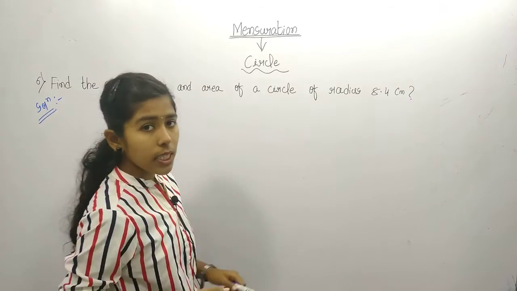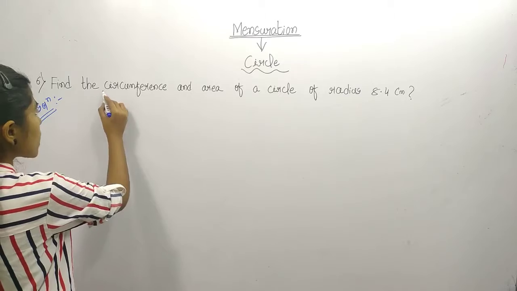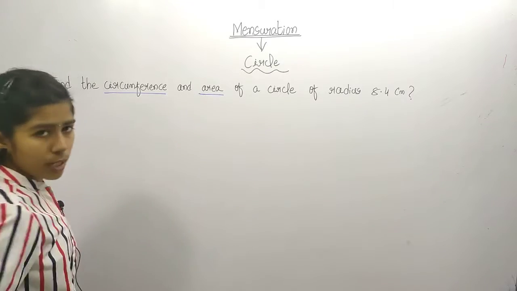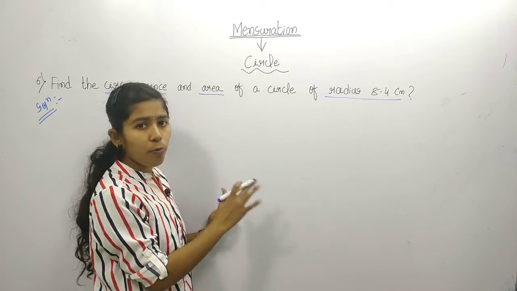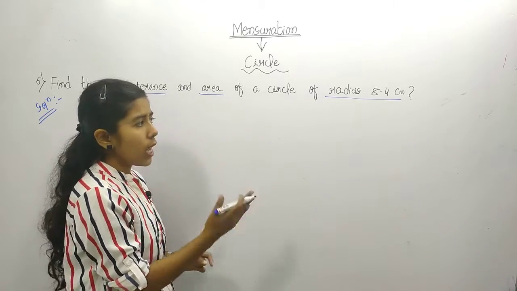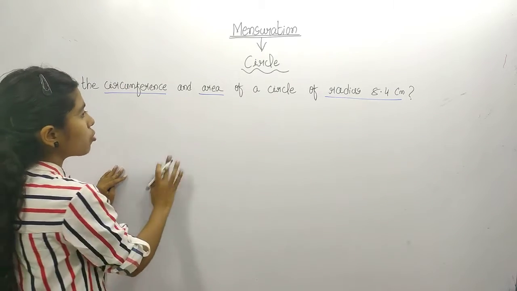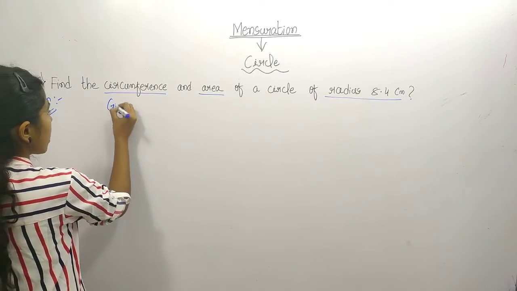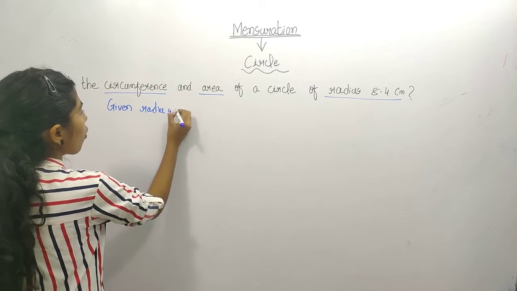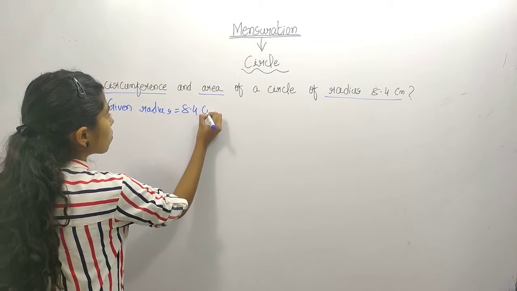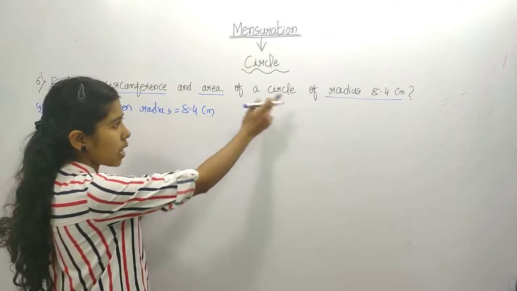So see, this is the next question. Very easy question. It's given to find the circumference and area of this circle whose radius is already given to you. It is 8.4 cm. It's a very easy question, but let's start from the beginning. That's why we will solve this question. You see, what is given? Given radius equals 8.4 cm. You have to find circumference as well as area of this circle.